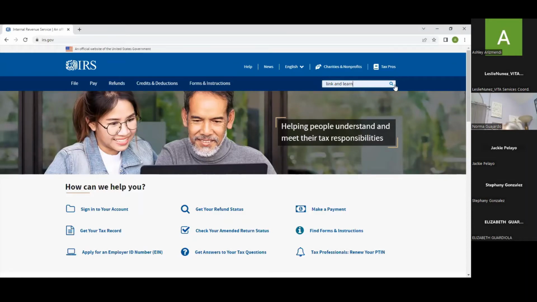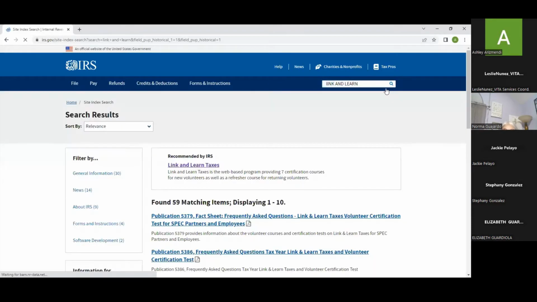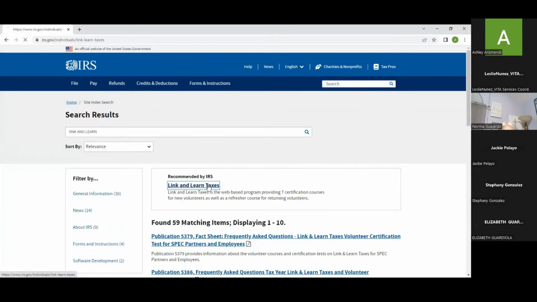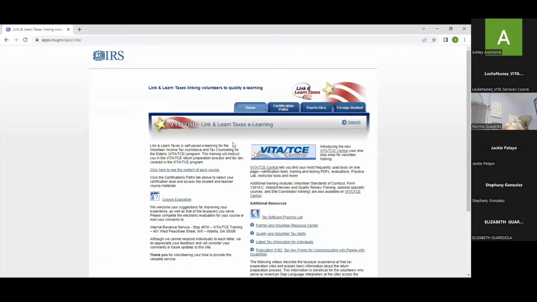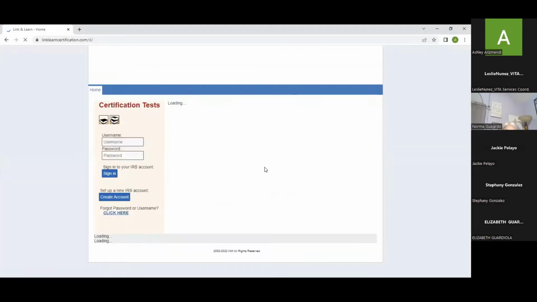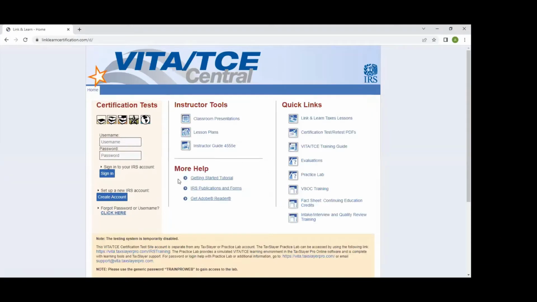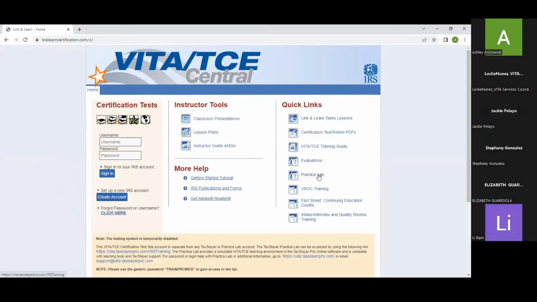Okay. So after we type in Link and Learn, of course, we're going to hit search, and then we're going to click right here where it says Link and Learn Taxes. And then again, right here where it says Link and Learn. Once we get to this site, we're going to hit VITA TSC Central. Is everybody on this page? So yesterday we created an account right here. We're not going to do that today. Today, we're going to go into the practice lab where it says quick links.